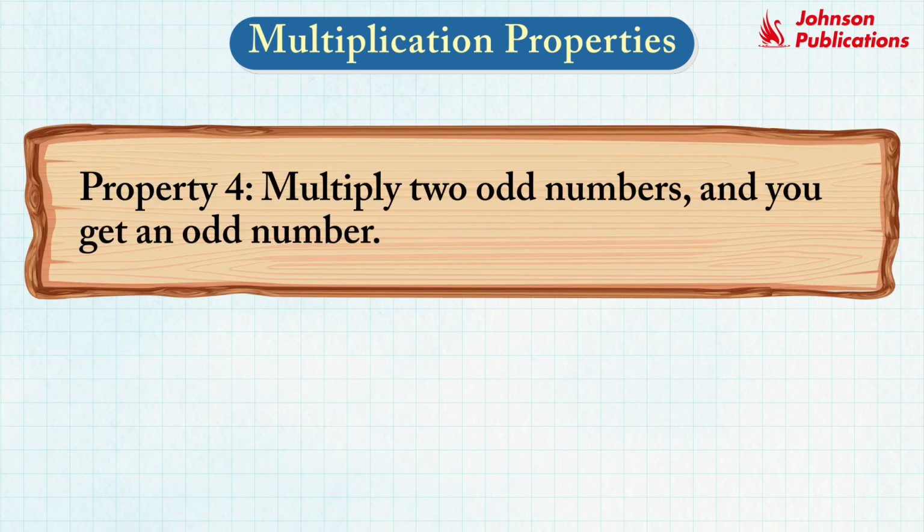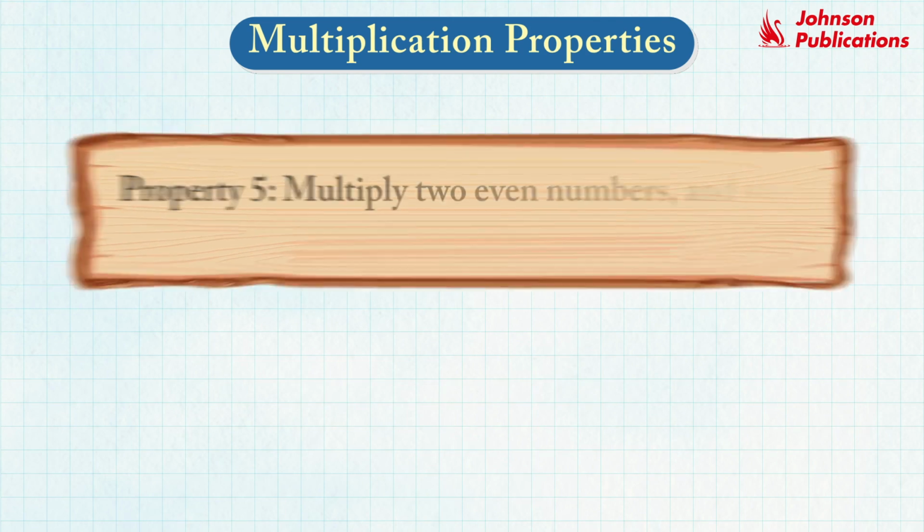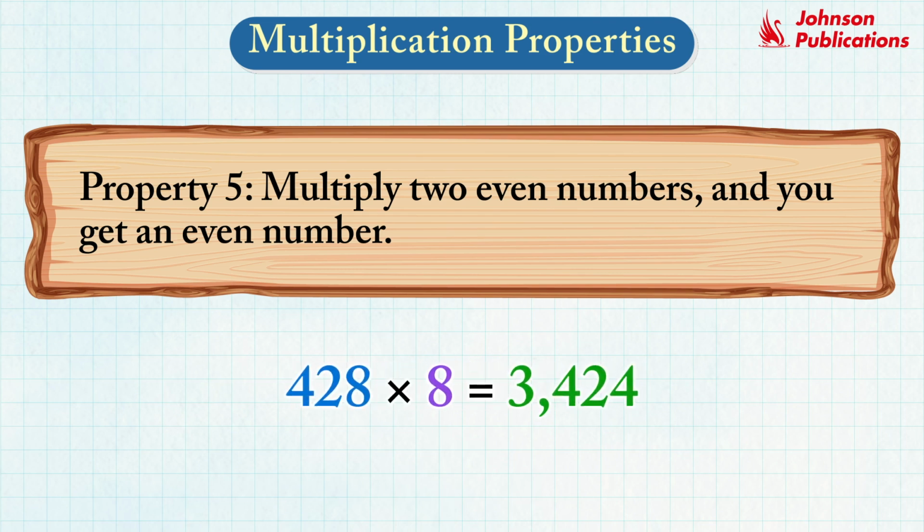Property 4. Multiply two odd numbers and you get an odd number. Look at this example. Property 5. Multiply two even numbers and you get an even number. Look at this example.